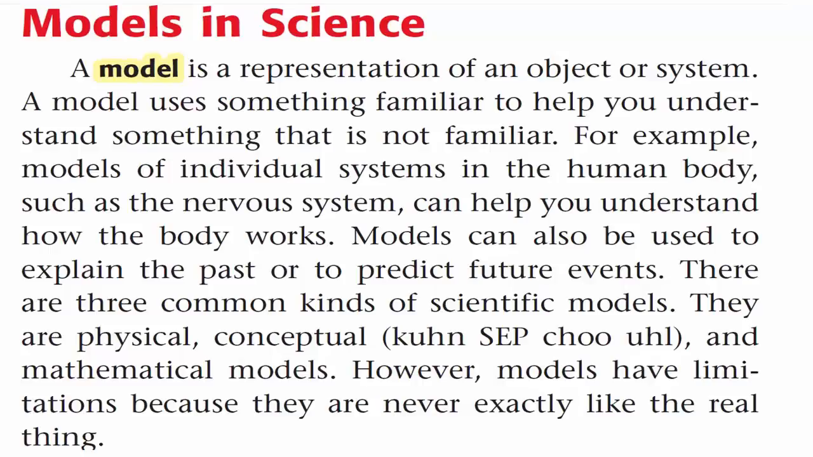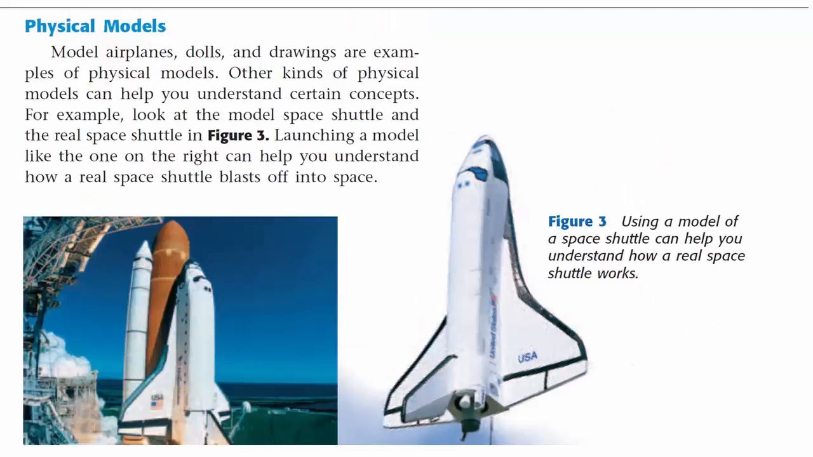There are three common kinds of scientific models. They are physical, conceptual, and mathematical models. However, models have limitations because they are never exactly like the real thing. Physical models. Model airplanes, dolls, and drawings are examples of physical models. Other kinds of physical models can help you understand certain concepts.